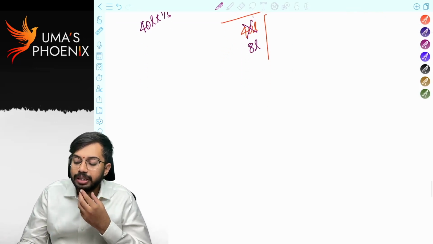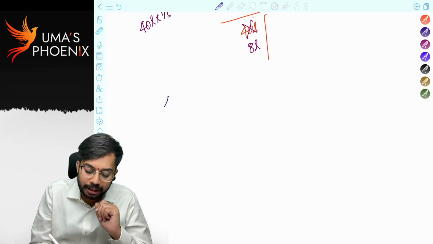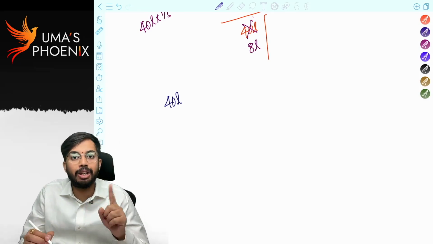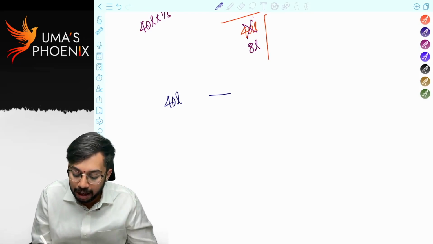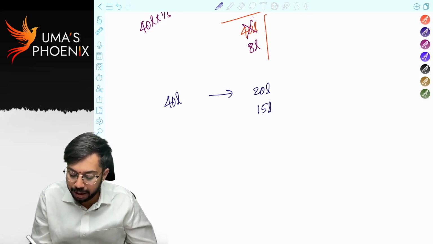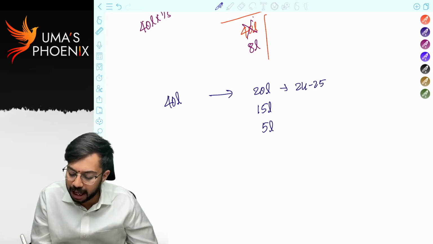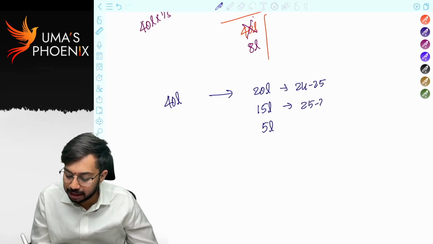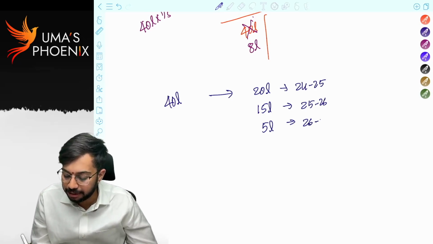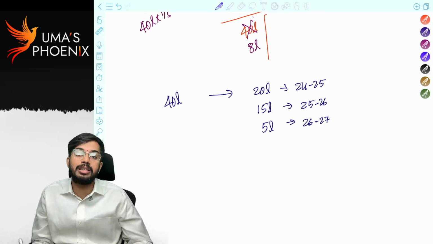Now, students will get doubt. Sir, VRS compensation is 40 lakhs, but it is not paid in single installment. First year, 20 lakhs paid. Second year, 15 lakhs paid. Third year, 5 lakhs paid. That means 24-25, 20 lakhs was paid. 25-26, 15 lakhs was paid. 26-27, 5 lakhs was paid. Now, what is the treatment, sir?